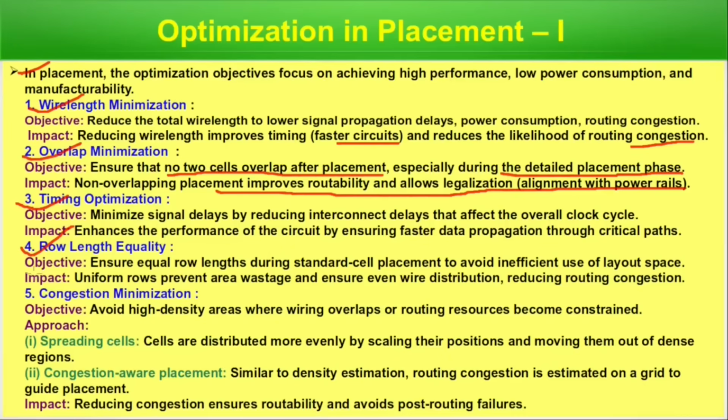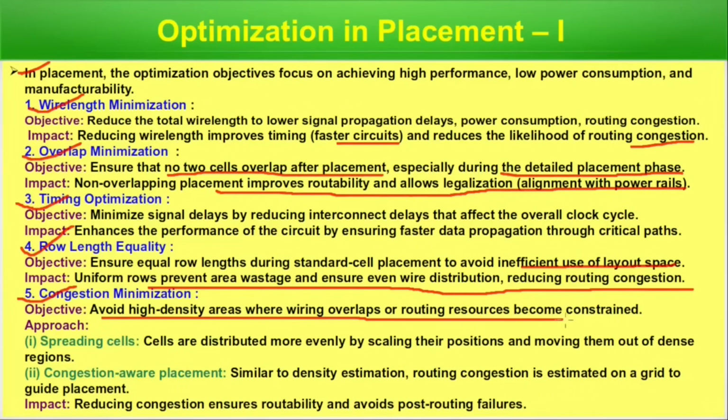Row length equality. Objective is to ensure equal row lengths during standard cell placement to avoid inefficient use of layout space. Impact: uniform rows prevent area wastage and ensure even wire distribution, reducing routing congestion. So congestion minimization objective is to avoid high density areas where wires overlap and routing resources become constrained. And approach is spreading cells, congestion aware placement.